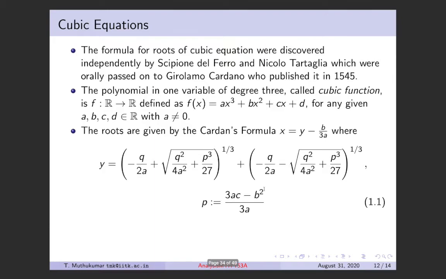So what are p and q? P is a quantity completely dependent on the coefficients of the cubic equation, and q is also something else completely dependent on the coefficients. So once you know a, b, c, d, you can solve for p and q. Once you solve for p and q, you can solve for y. Once you solve for y, you can solve for x. Right? That's the formula.